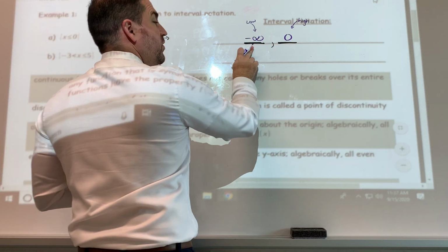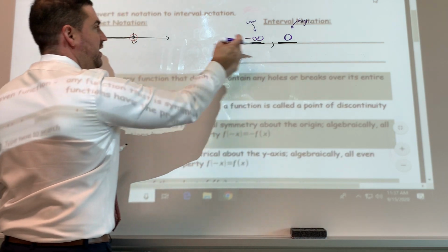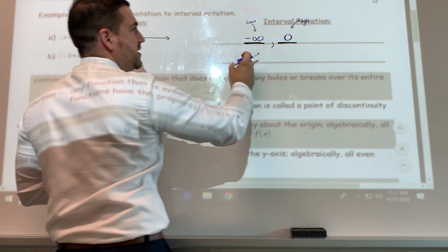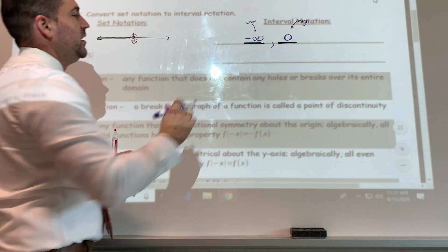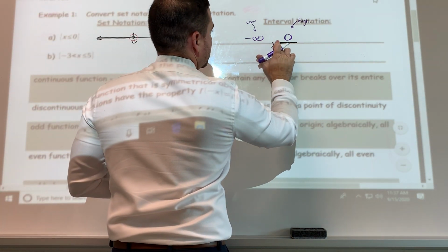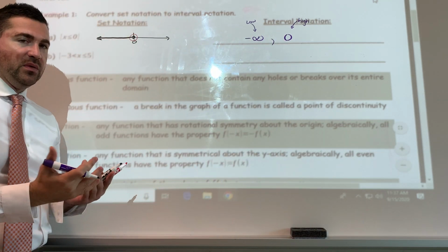So our lowest value goes here, comma, our highest value. The lowest value is negative infinity, since we don't know where it actually ends, and our highest value is 0. We don't need to write these little slashes here. Okay, so now we're going to put brackets around them.